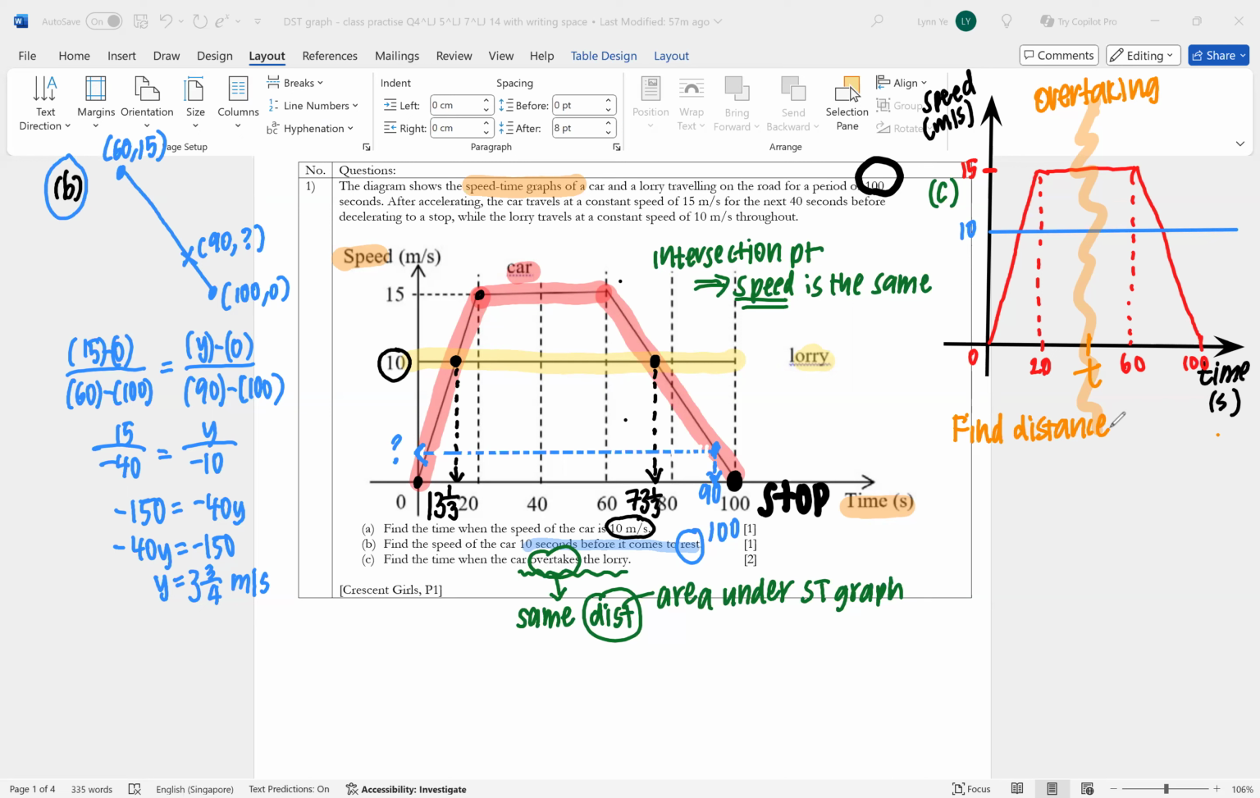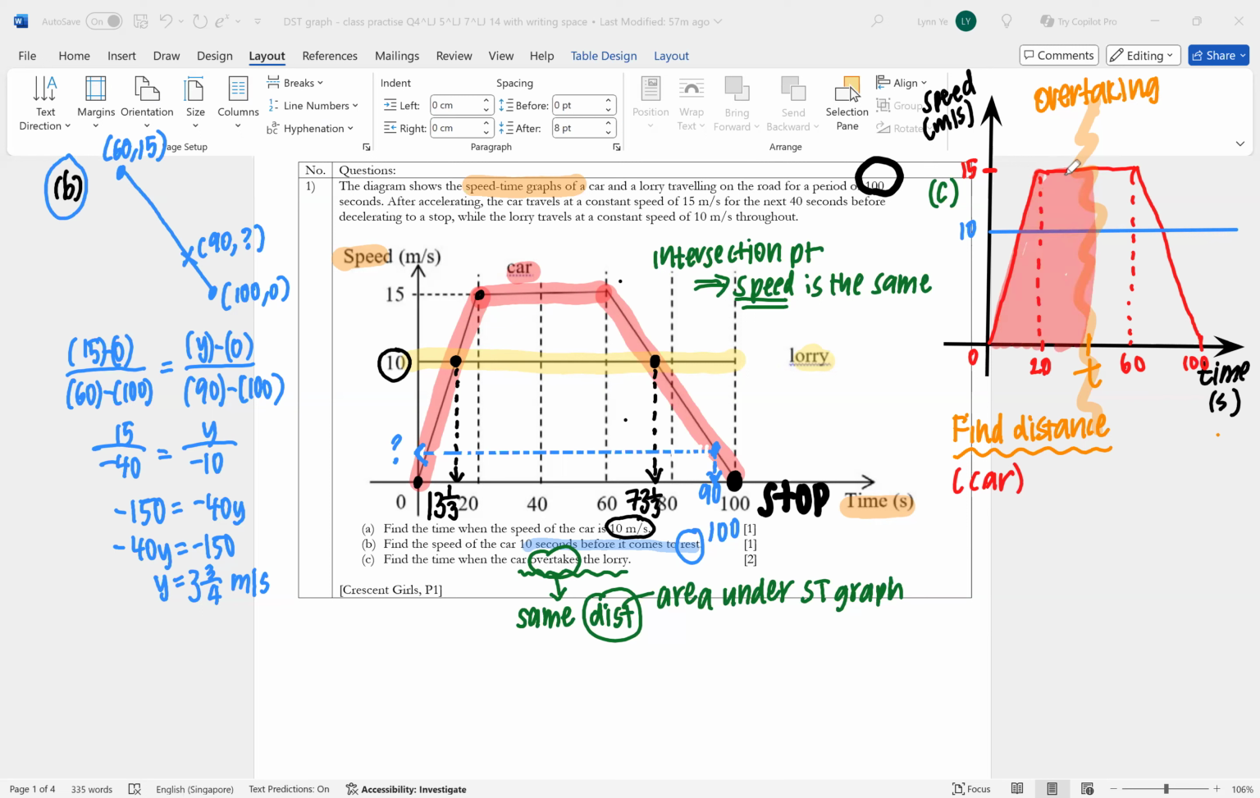And how to find the distance of the car? Yeah, so let's focus on only the car. The car will be the one in red. And I know that to find the distance, it's actually the what? It's actually the area under the graph. So the area under the graph is this red color part, right? And what shape is this red color part? Very good. It's a trapezium.